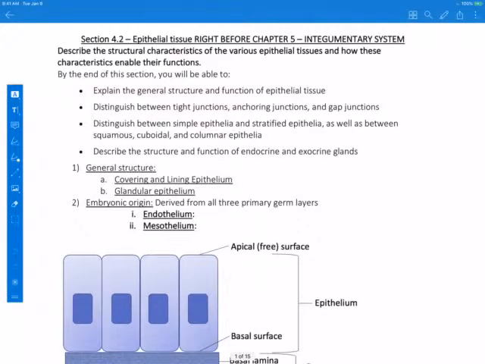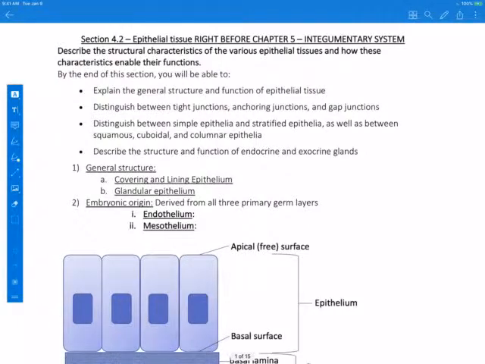Hi, this is Kristen, and I'm going to cover the OER online textbook section 4.2, which discusses epithelial tissue. I'm going to focus on big picture points, like just being able to describe the basic structure and function of epithelial tissue throughout the body.